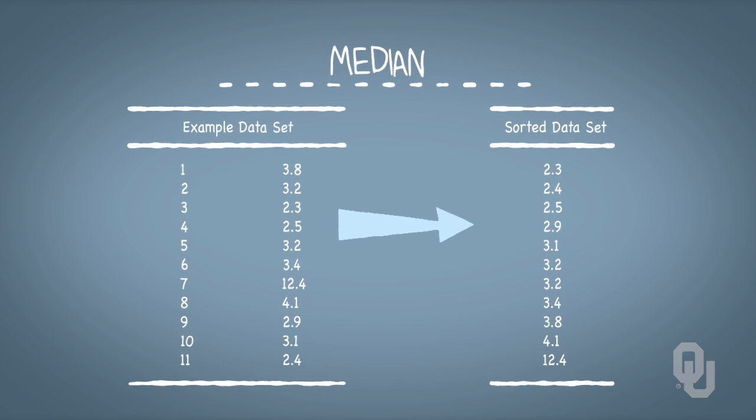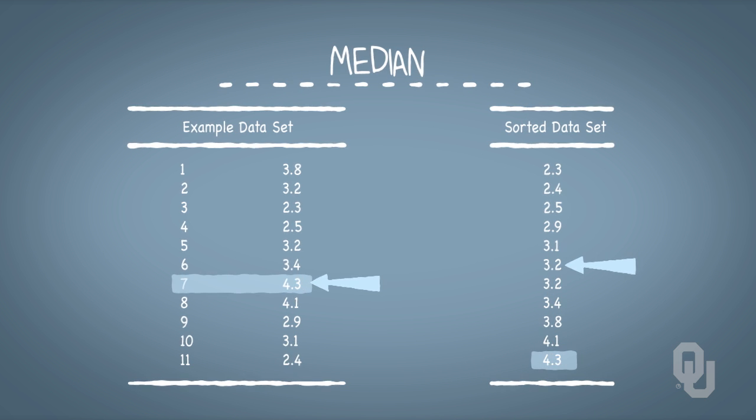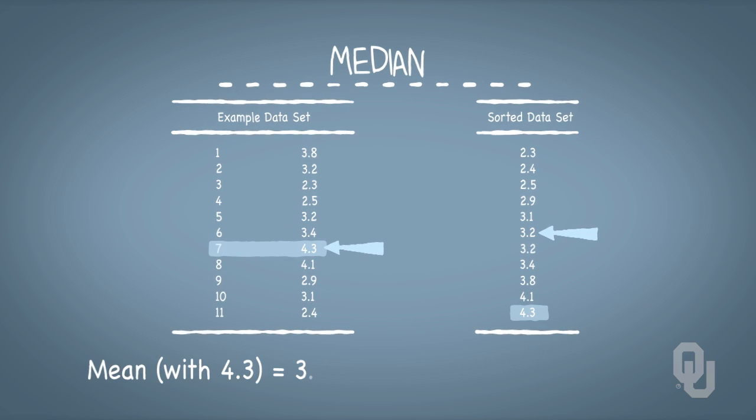The median of these 11 observations, on the other hand, is 3.2, something much more in line with most of the values in the data set. The median is not influenced by the value of the 7th observation. To see the influence that this large value has on the mean, let's say Y7 was 4.3 instead of 12.4. The median would still be 3.2, but the mean would be 3.14 rather than 3.94.